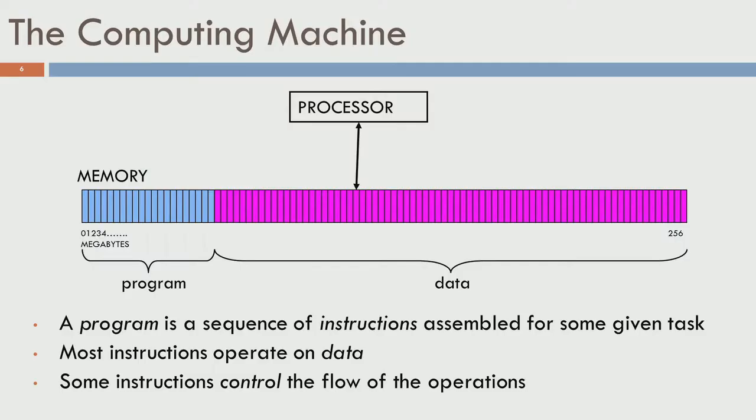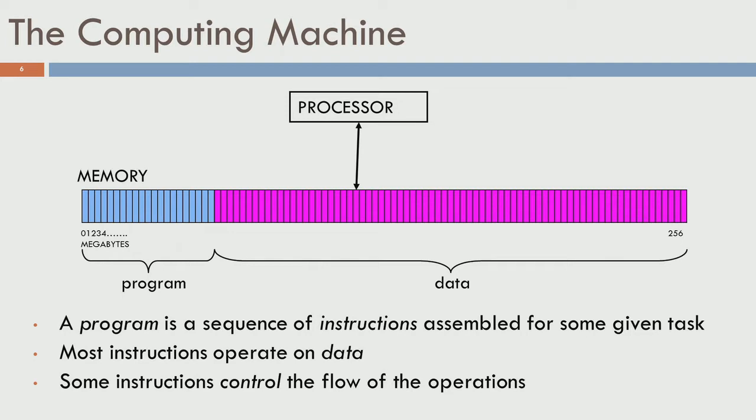And the processor is the heart or the brain of the computing system. Typically memory is divided into 2 portions. There is some portion dedicated for programs and some portion dedicated for data. A program is essentially a sequence of instructions assembled to do some task. It could be a game, it could be a piece of software that you write for this course, it could be a search engine, it could be a browser, it could be anything.